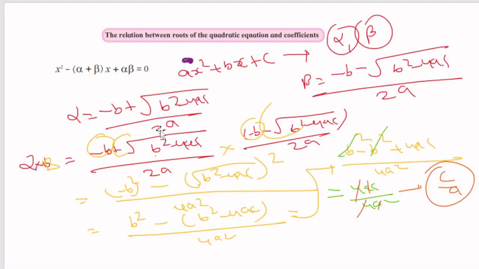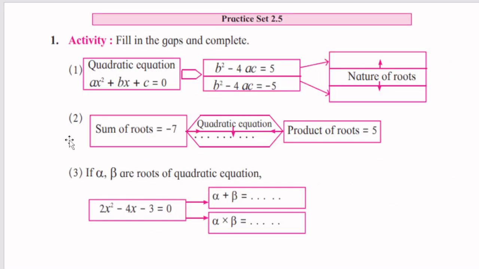No doubt, I guess, right? If there is a doubt, please comment. Okay, on this basis, we can solve a few questions, not everything of practice set 2.5. Let's finish that. So in the next video, we'll cover the rest of the questions. Okay, so let's see how this is. Simply a question, fill in the gaps and complete. Quadratic equation ax square plus bx plus c. Now it's asking, when b square minus 4ac equals 5, what is the nature of roots?